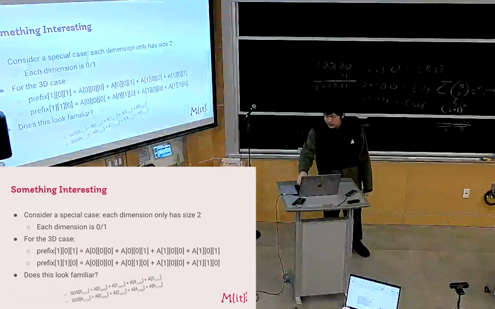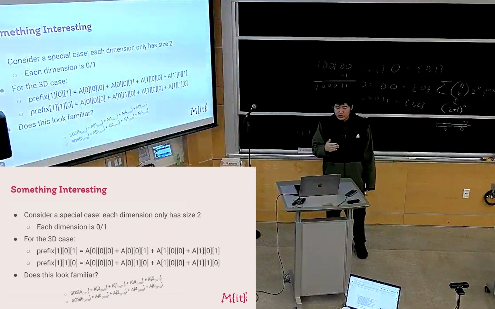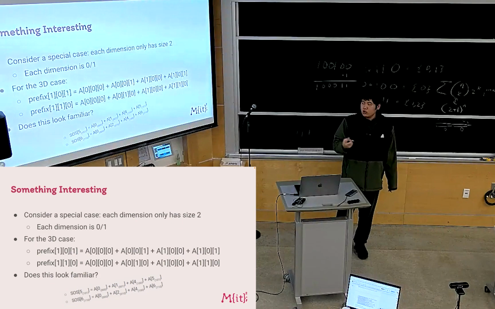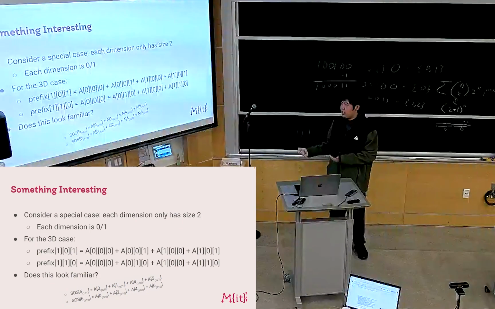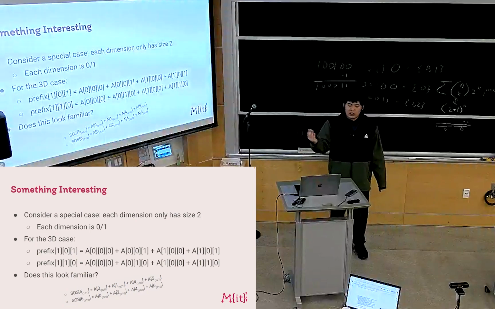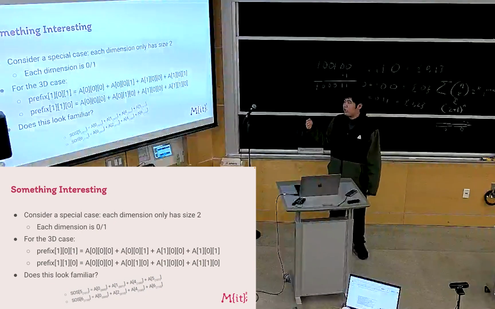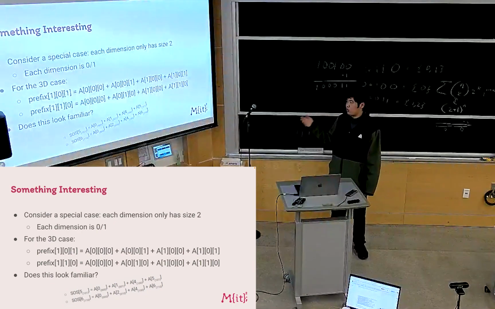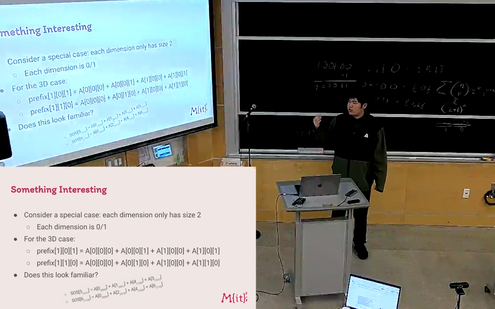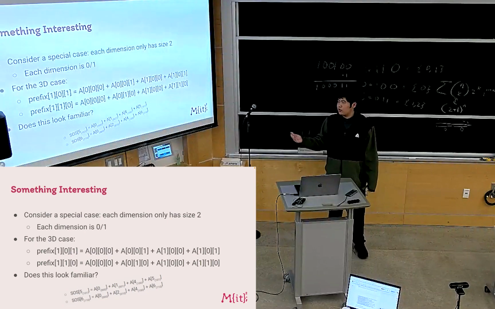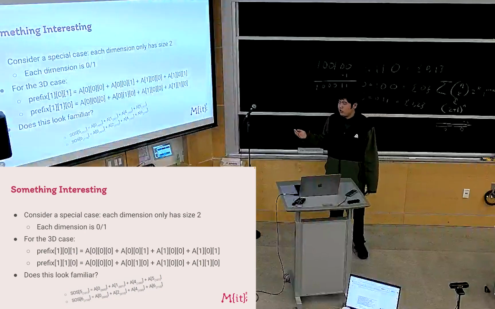Actually, let's consider a special case. Suppose every dimension only has size 2, or alternatively, each dimension has indices that are either 0 or 1. You can see that, for the 3D case, the prefix of 101 would be the sum of A of 000, A of 001, A of 100, A of 101. Or the prefix sum of 110 would be A of 000 plus 010 plus 100 plus 110.